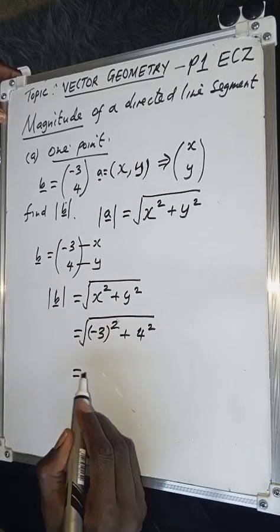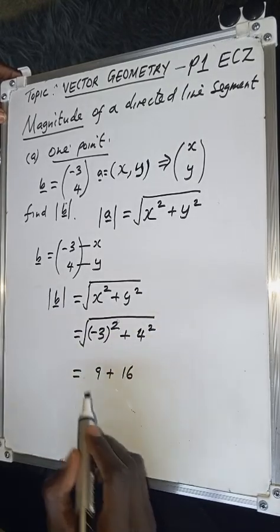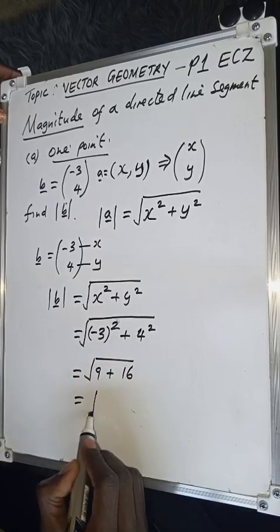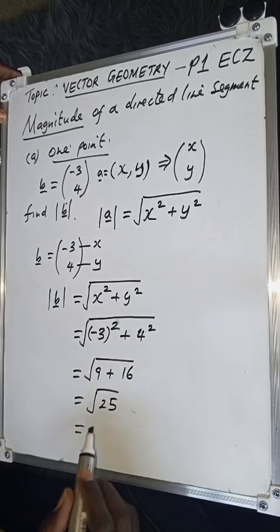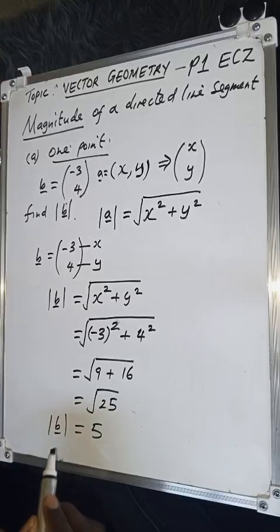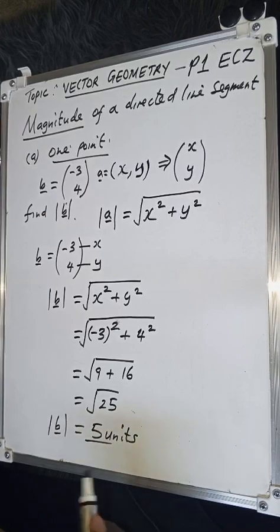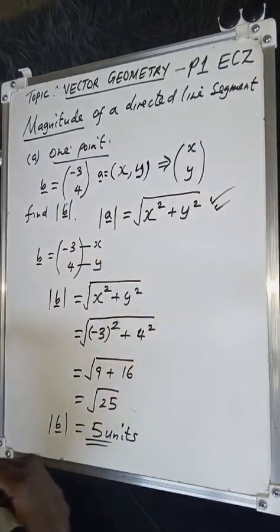Therefore, -3 squared will give you +9 and 4 squared will give you 16. Therefore, what is 9 plus 16? It is simply 25. So we are finding the square root of 25. What's the square root of 25? It is simply 5 units. So therefore, the magnitude of B is simply 5. You can add the word units. So that's the magnitude, the size of the directed line segment. This is when you have been given 1 point. So when you have 1 point, you just use that.